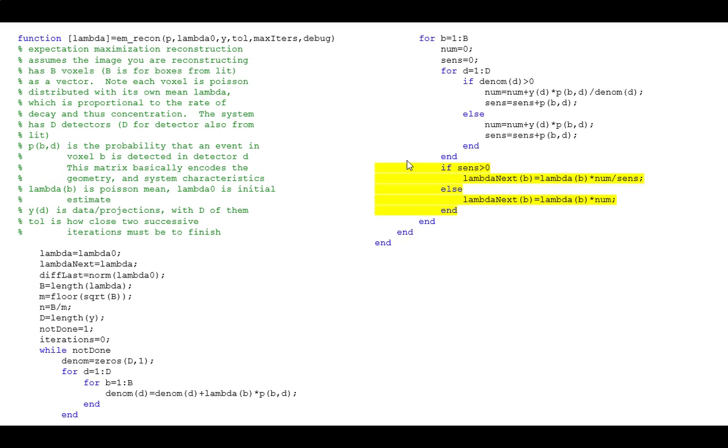MATLAB has predefined EPS. It's a variable. So if you just type EPS and just hit enter, you should see 2.2 times 10 to the negative 16th. Anybody know what that is? It's machine precision. It's the smallest number you can add to 1 and get something other than 1. If you pick anything smaller than that and you add it to 1, you get 1 again. It literally makes no change. So that's considered how accurate your machine is.